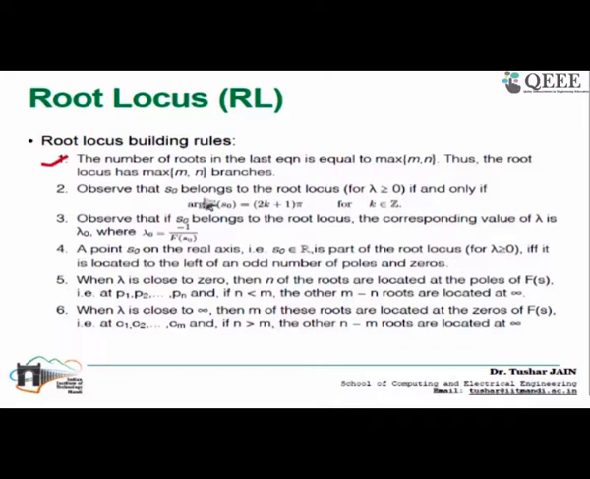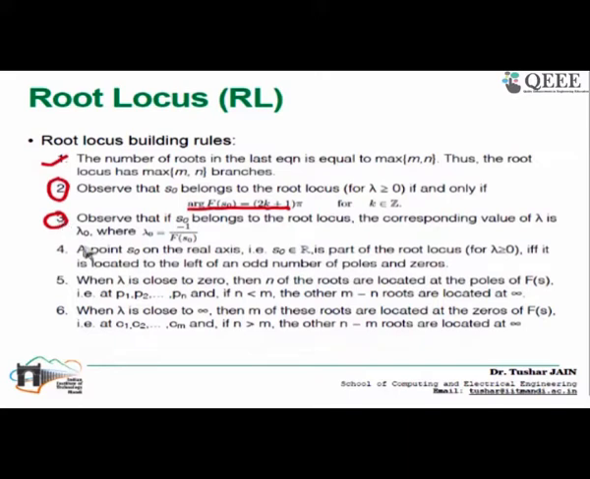So this is the observation: S naught belongs to the root locus for lambda greater than or equal to 0 if and only if it satisfies this condition. We will see this point once we start plotting. And observe also that if S naught belongs to the root locus, so whatever plot we are going to get on the S plane, the corresponding value of lambda is lambda naught, where lambda naught is given by minus 1 over f of s naught, basically this one. So these are the observations.